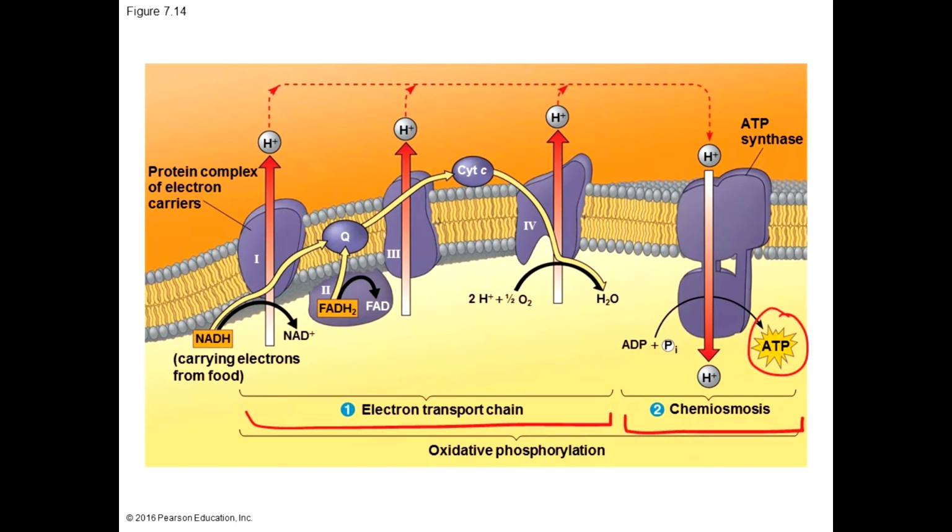So this is figure 7.14. It's basically an image of oxidative phosphorylation. As you can see, it's split into sort of two steps. So first, there is the electron transport chain, which is obviously transporting electrons until they eventually make water. And through this process, hydrogen ions are pushed out across the membrane, and through their gradient and chemiosmosis, they are put into ATP synthase and eventually create ATP.